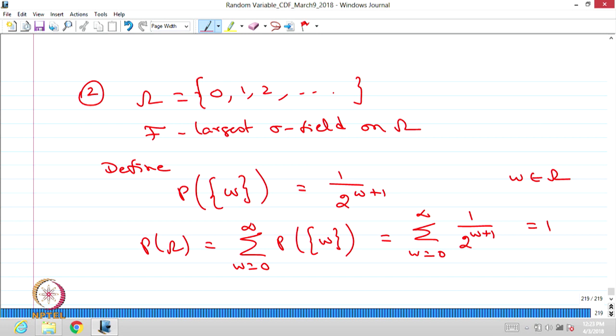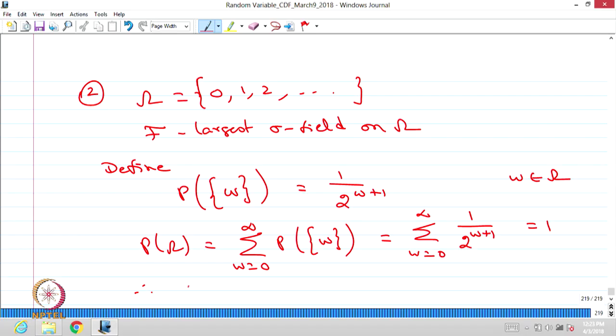So the third property is also satisfied. So all the 3 properties are satisfied, all the 3 conditions or all the axioms are satisfied. Therefore the P is going to be a probability. Therefore omega, F and the capital P is a probability space.